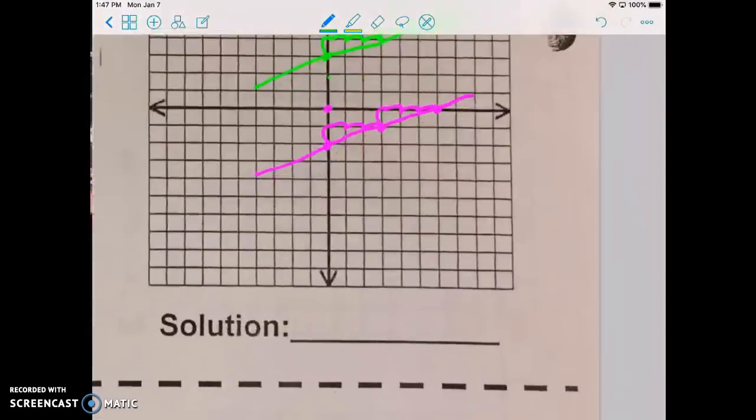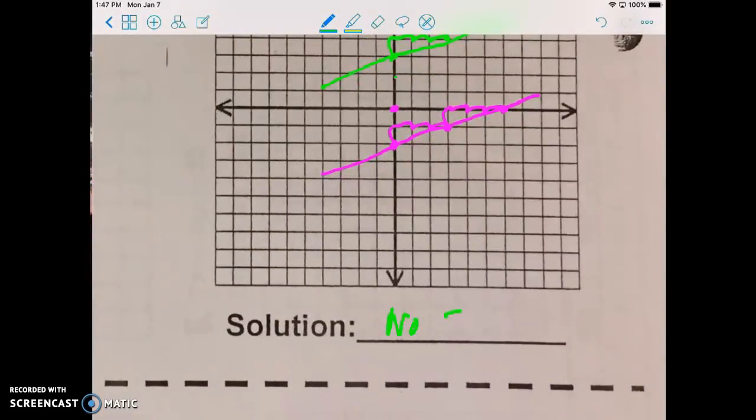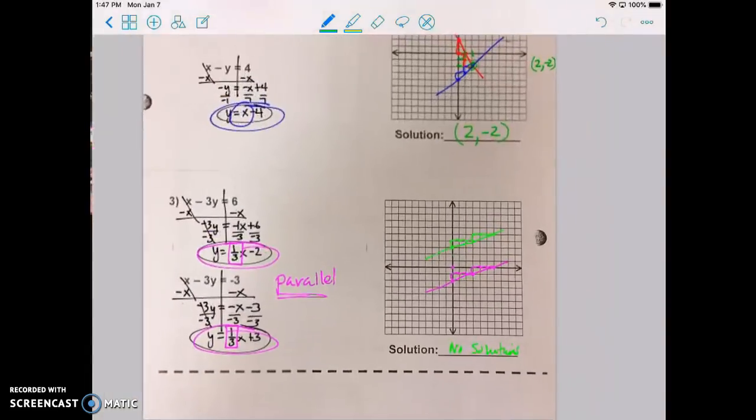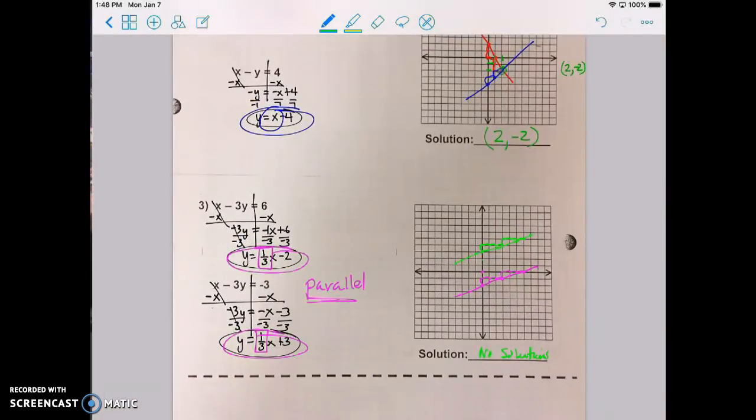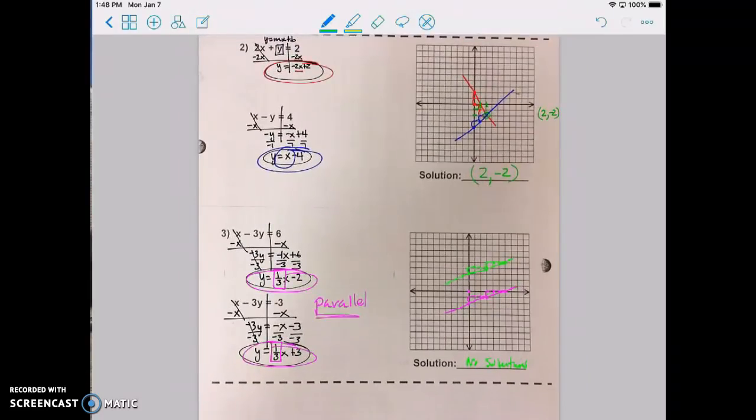So that's what we call no solutions. The solution on the other one was 2, negative 2. On this one, if they don't intersect, it has no solution. Alright, again, if you need to find the solutions to these, pause and rewind and get your answers.